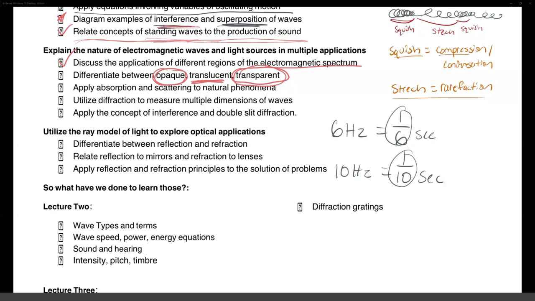And the difference between reflecting and scattering is that scattering is random while reflecting is measurable. You can predict how it's going to reflect, whereas scattering is unpredictable.